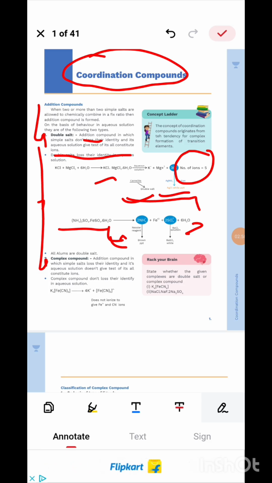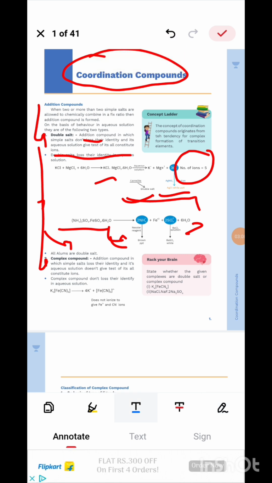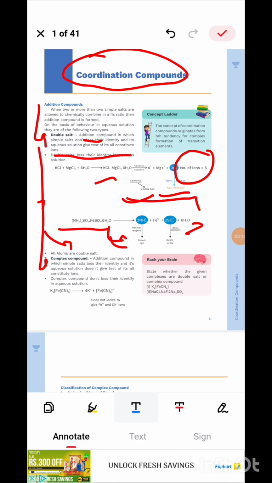So if you see the third point, all alums are double salts. Okay, so जितने भी alums हैं, they are double salts. So I think you are now aware of the addition compound. It is very important. Sometimes it has been asked in the CBSE board, but questions can arise from this part very much for the NEET exam as well as JEE Mains and Advanced.